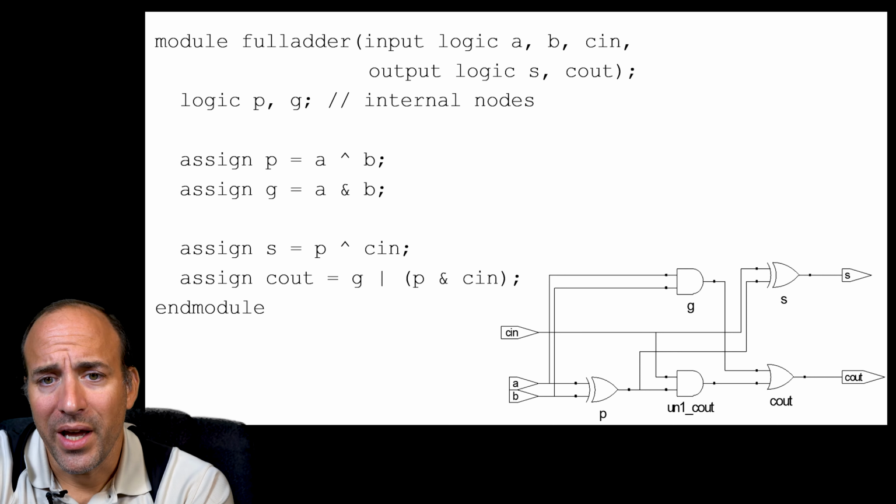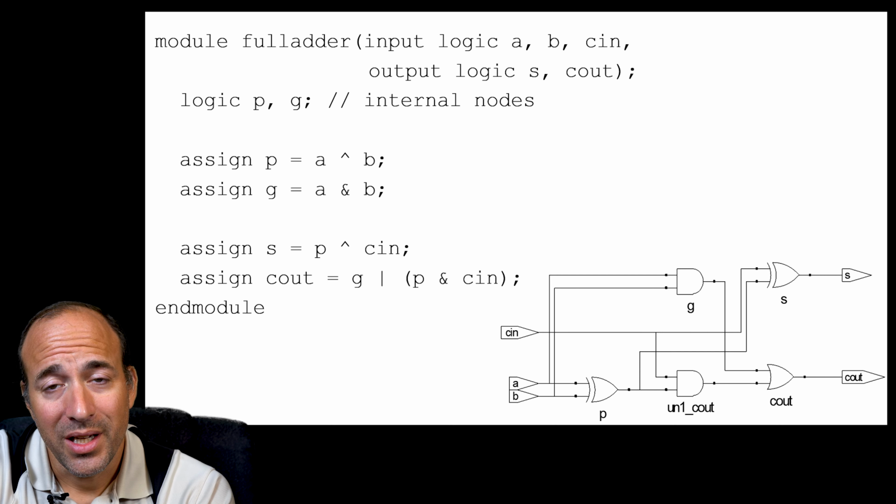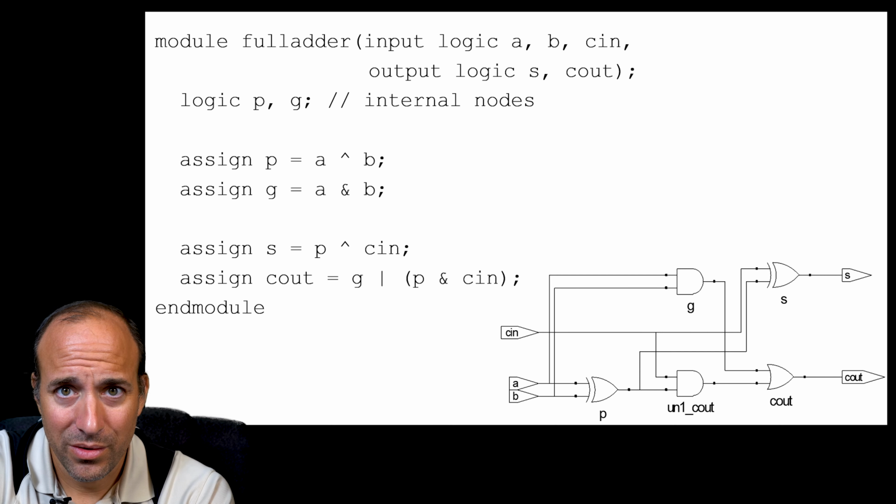Because if the state of A or B changes, this will automatically trigger an update in both the P and the G signals, because A and B appear on the right-hand side of those assignment statements. And when P and G update, this in turn will automatically trigger updates for the S and the Cout signals, which are outputs that are listening for changes in P and G.